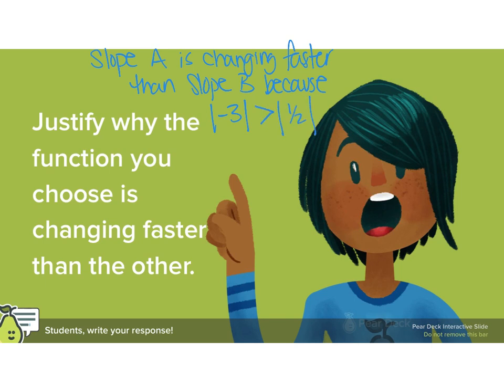So I'm using absolute value just to let you know that the sign doesn't matter, okay? So really you're looking at 3 and 1/2. 3 is a bigger number than 1/2, so that means that slope is steeper or that slope is changing faster.